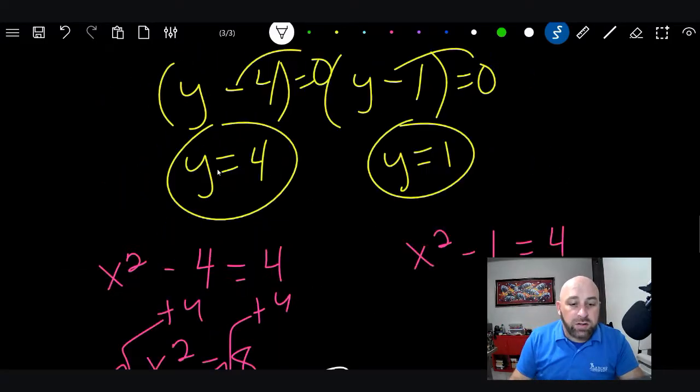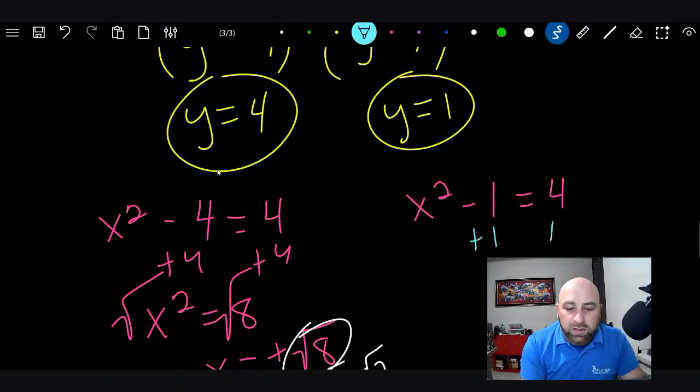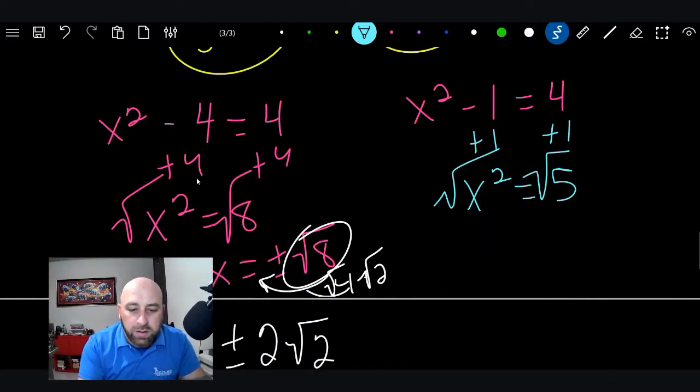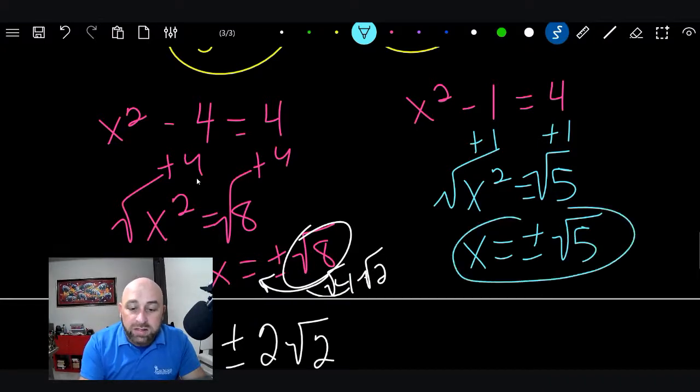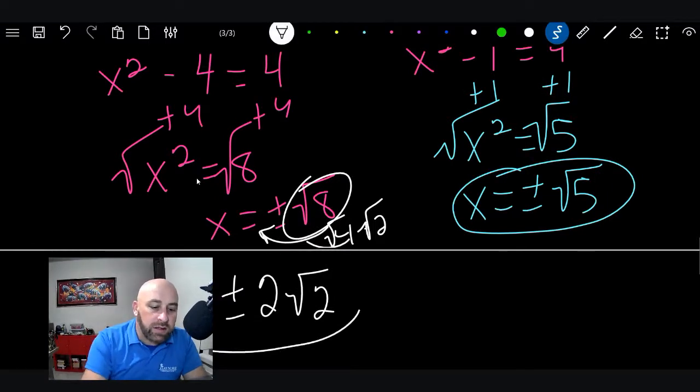Now let's go back to our other one, which is right up here. I'll do this one in a different color. We'll do it in blue. And so I want to add 1 to both sides, and I'm going to get x squared equals 5. We're going to square root both of those, and I'm going to get x equals plus minus the square root of 5. We cannot simplify out the square root of 5, and so that is the answer right there.